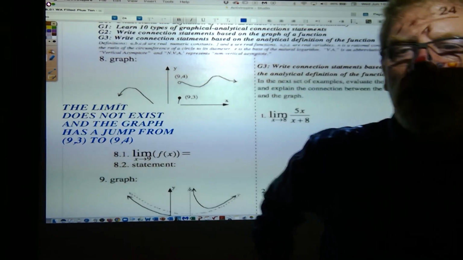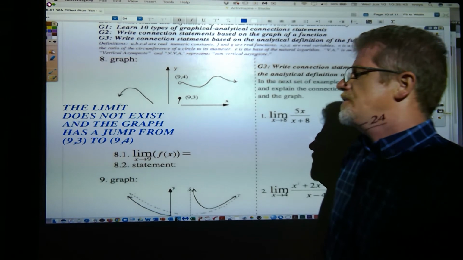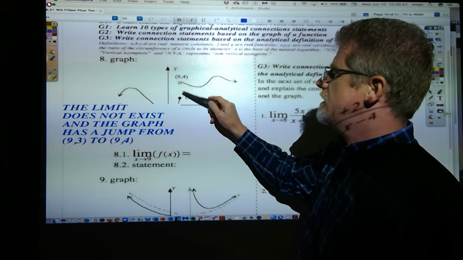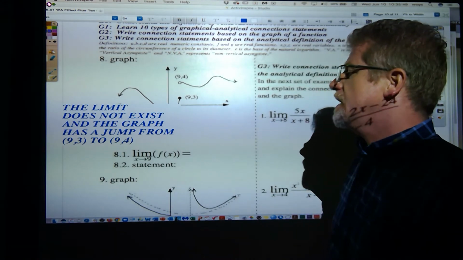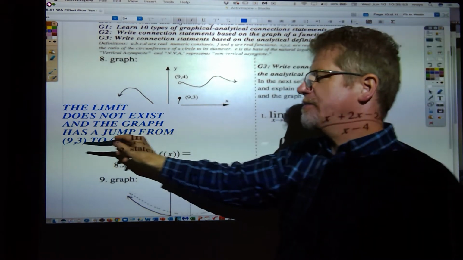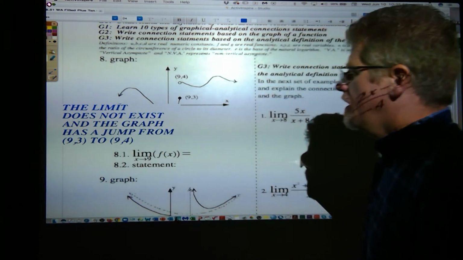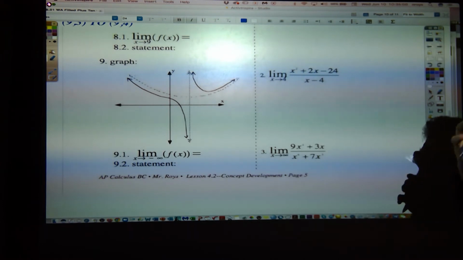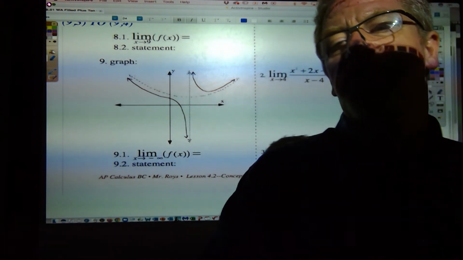Pause. Here I hope you said the limit does not exist and the graph has a jump from 9 comma 3 to 9 comma 4. Or you could say, and the graph has a jump from 9 comma 4 to 9 comma 3. It doesn't matter what order those go in. Next, try number 9. And have fun with that one.